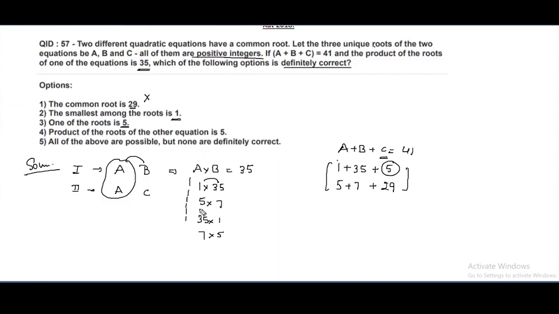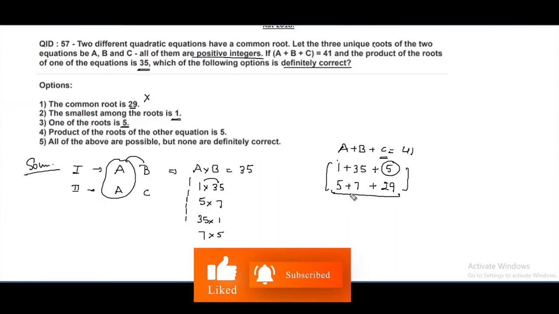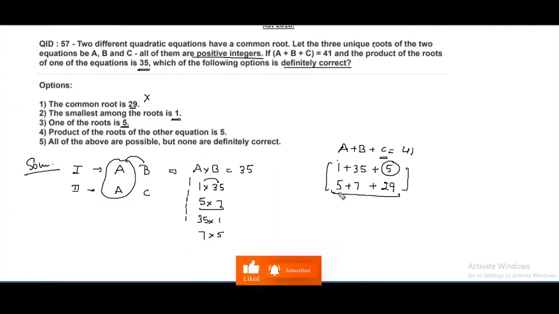The smallest among the roots is 1: not necessarily. Why? Because the roots can be 5, 7 and 29 as well. Not necessarily are the roots 1 and 35. The roots may be 5 and 7. If the roots of this equation are 5 and 7, the roots of the other equation can be 5 and 29. So the smallest root being 1 is not definitely true.